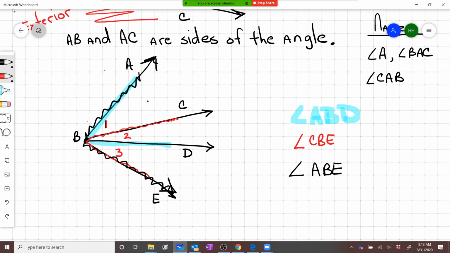So there's all your different angles in that picture. They all share vertex B. So you have to be careful when you're naming the angles. Clear? Good, good.